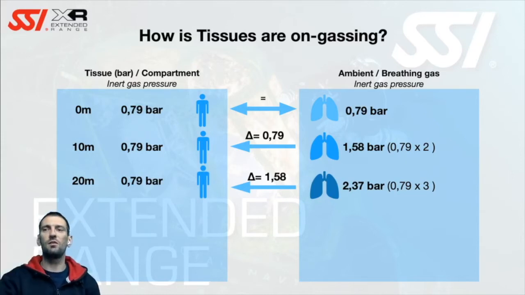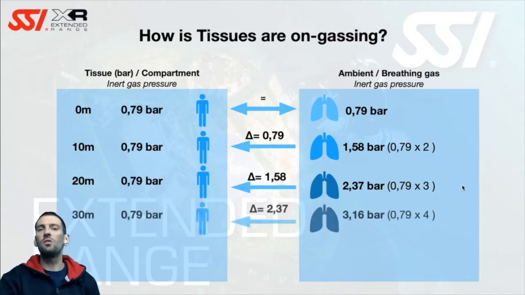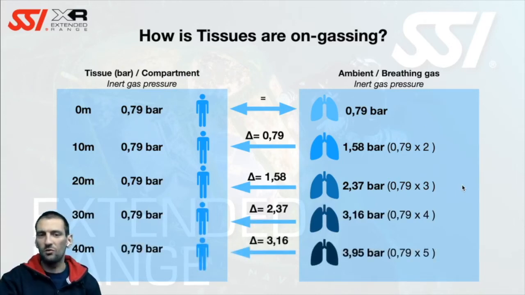If we go to 20 meters, for example, we have the same situation. Again, we just imagine we descend in 1 second to 20 meters. We still have 0.79 bar of nitrogen in our body, but now in our lungs, the pressure of nitrogen is 2.37. So the pressure difference is now higher than it was at 10 meters, where it was 0.79. If I go to 30 meters, the pressure gradient is 2.37, and at 40 meters, it's 3.16 bar of nitrogen.